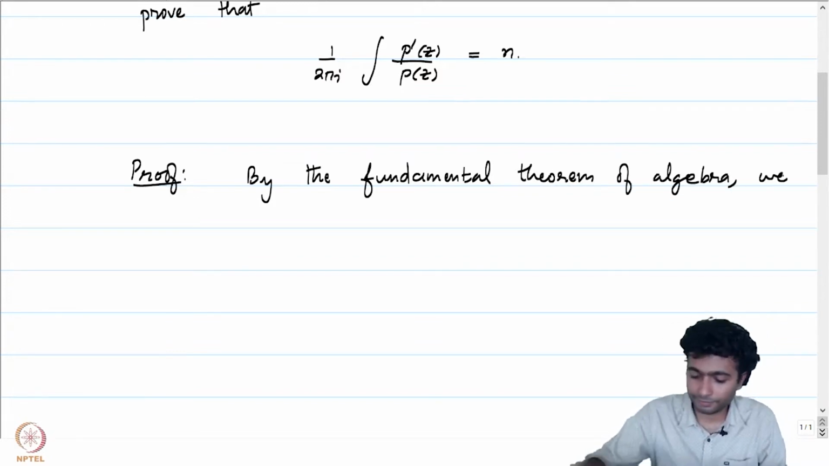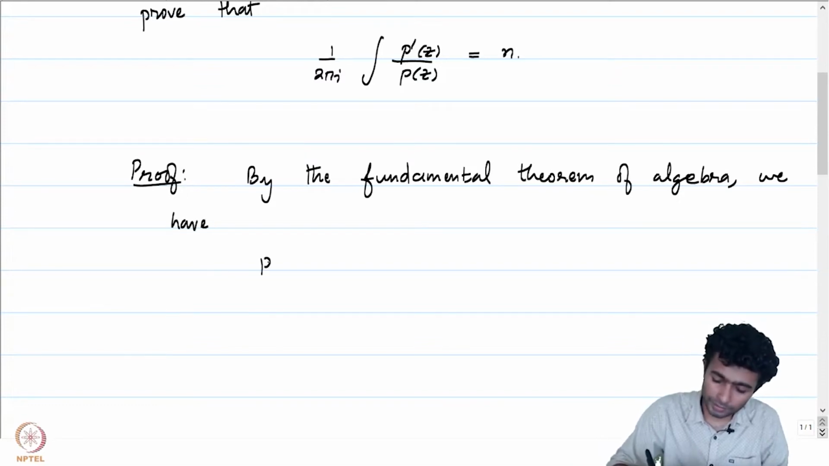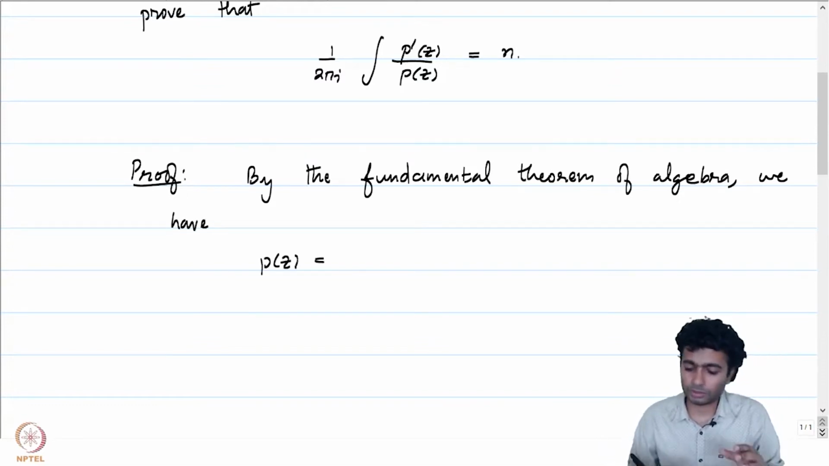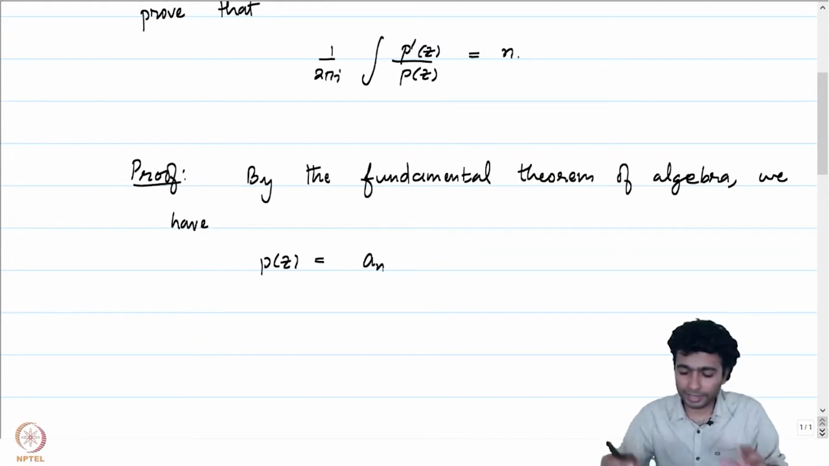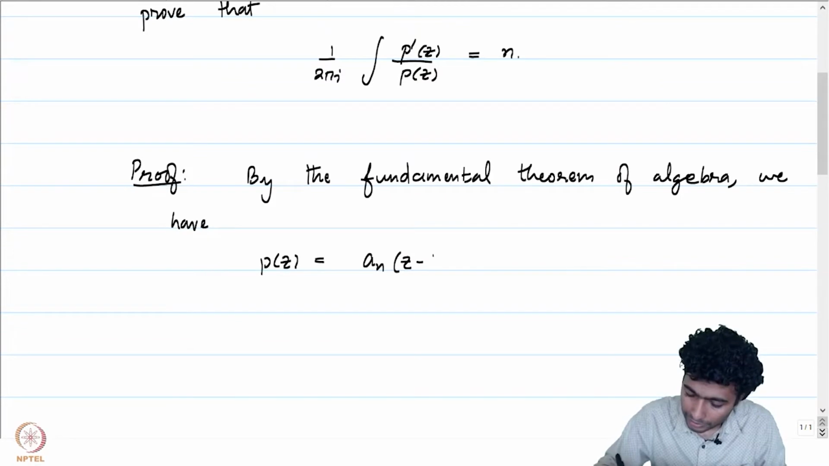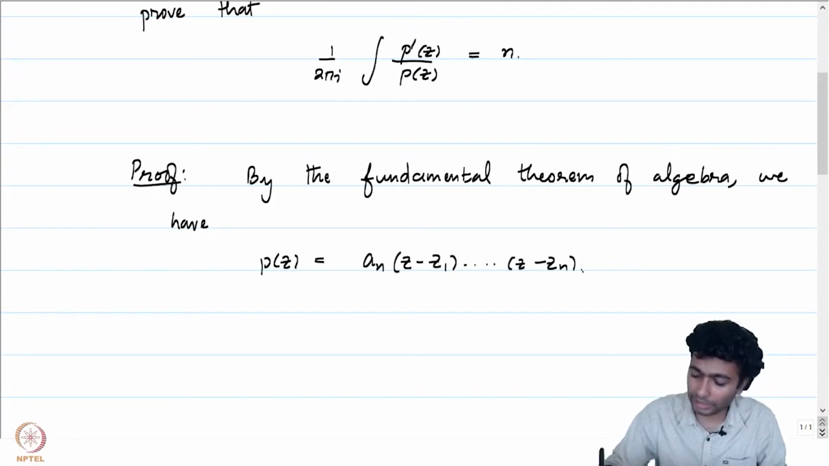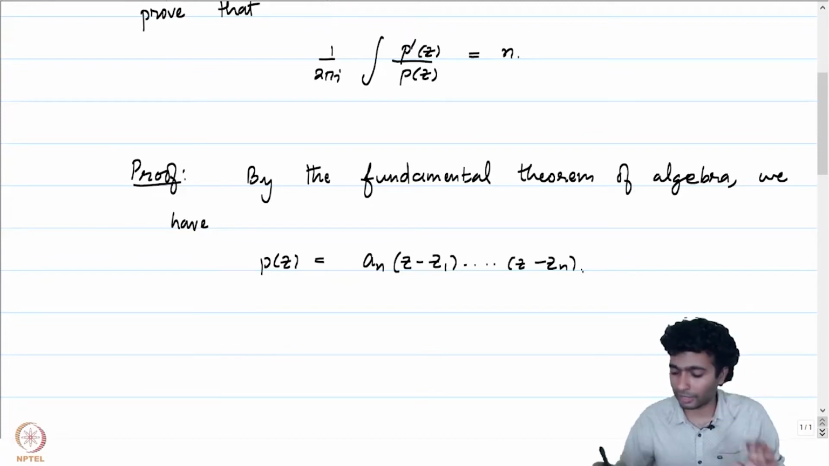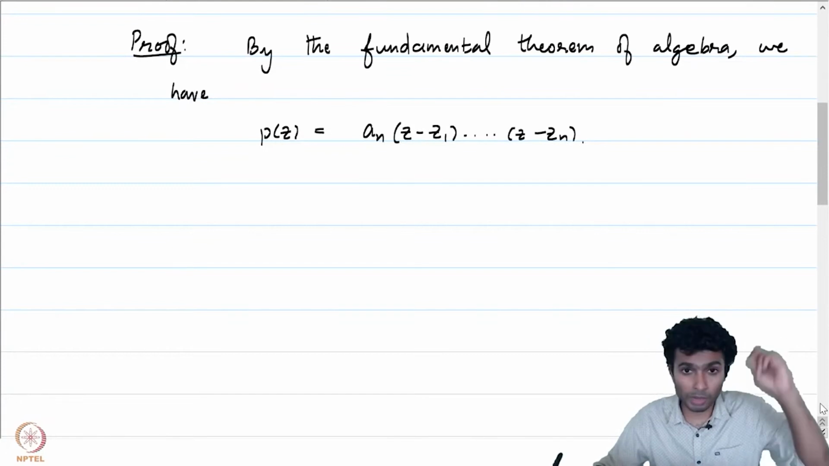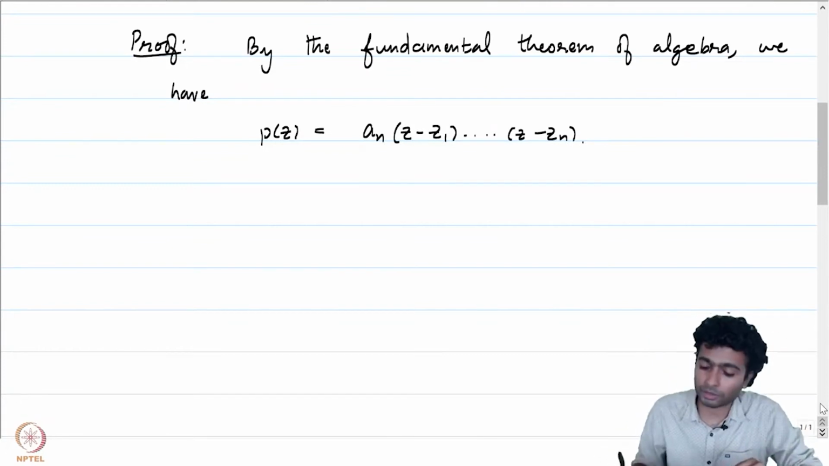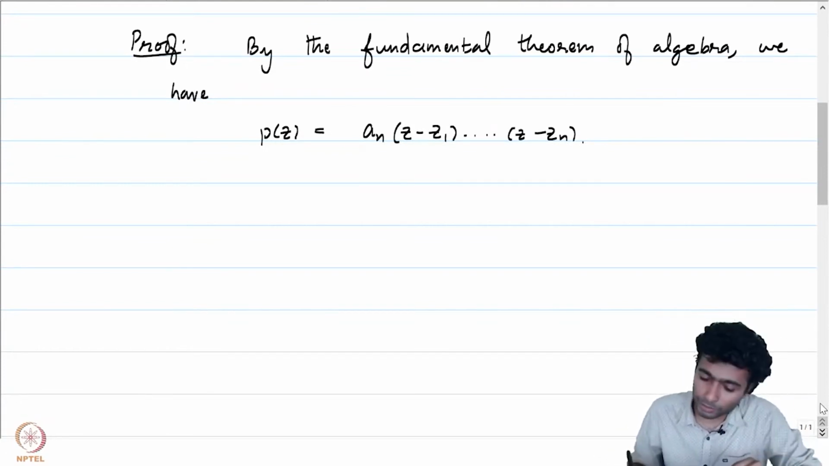we have p of z is equal to some constant a_n, that is the leading coefficient, by the way, times (z minus z1) up to (z minus zn). Remember that our polynomial has degree n, so the leading coefficient a_n will be non-zero. So this a_n is exactly the leading coefficient if you go back and look at the proof of the fundamental theorem of algebra.